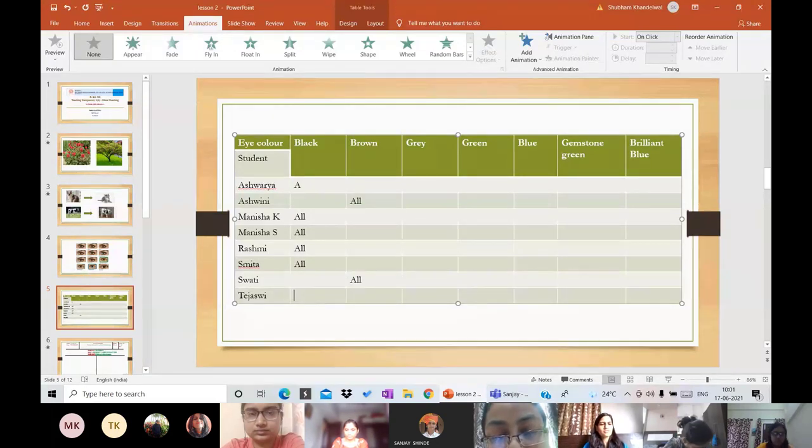Unmute yourself. Tejasvi has put her camera off. Yes.